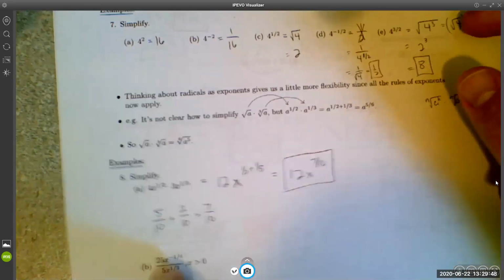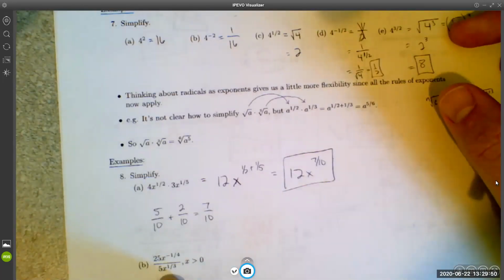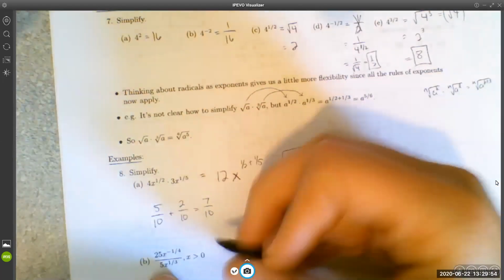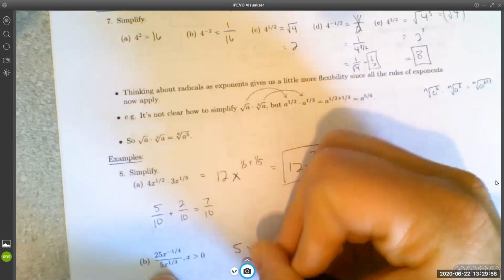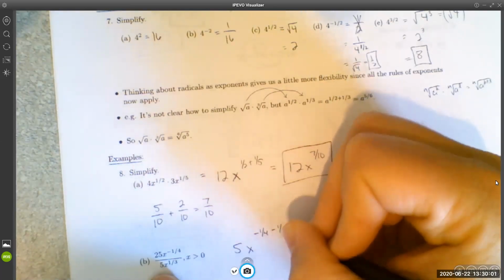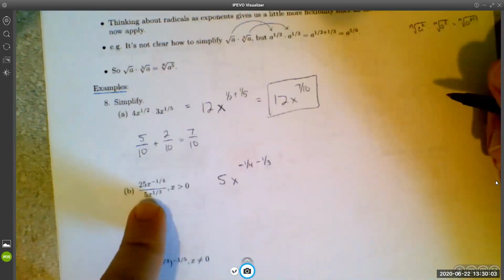Let's do another one. 25x to the negative 1/4 divided by 5x to the 1/3. Well, 25 divided by 5 is 5. So this is going to be 5x to the negative 1/4 minus 1/3. We subtract the exponents since we're dividing here.